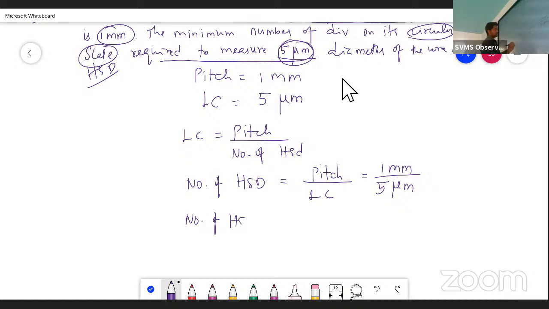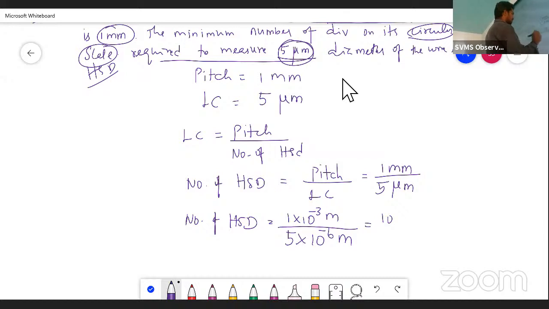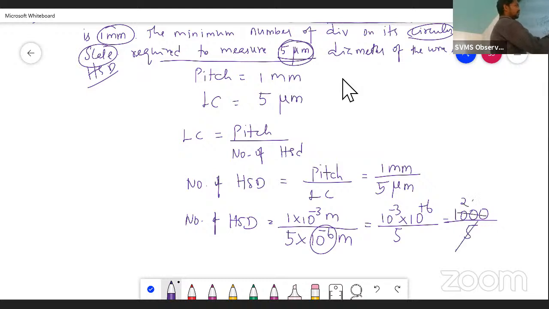Number of head scale divisions is equal to 1 millimeter, that is 1 into 10 power minus 3 meter, divided by 5 micrometer, that is 5 into 10 power minus 6 meter. So it is equal to 1 divided by 5, with 10 power minus 3. The denominator value goes to the numerator with positive power: 10 power plus 6, meter cancels, divided by 5. So 10 power minus 3 times 10 power plus 6 is 10 power plus 3, which is 1000. 1000 divided by 5 is 200.